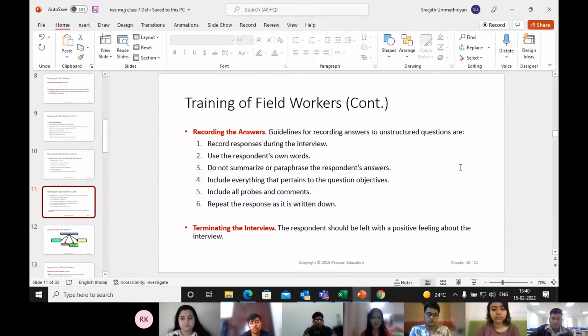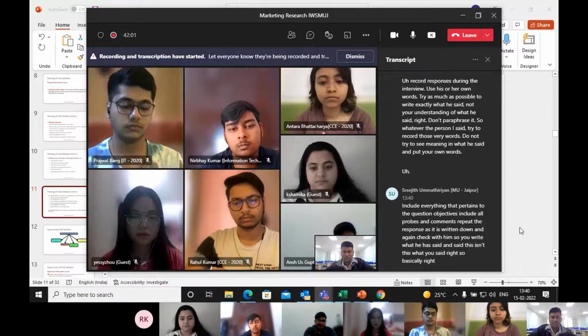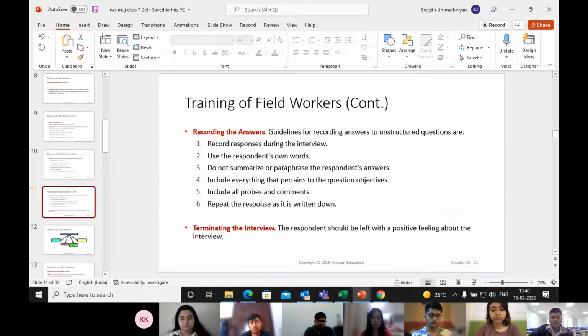Include everything that pertains to the question objectives. Include all probes and comments. Repeat the response as it is written down, and again check with him. So you write what he has said and ask, "Isn't this what you said?" So get a confirmation. And most importantly, terminating the interview is really important.